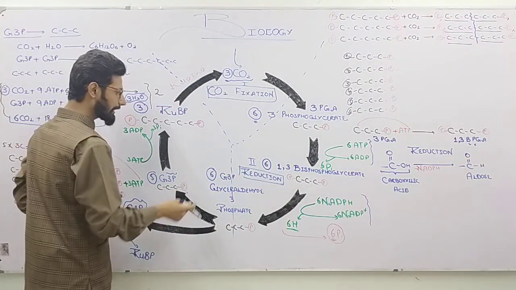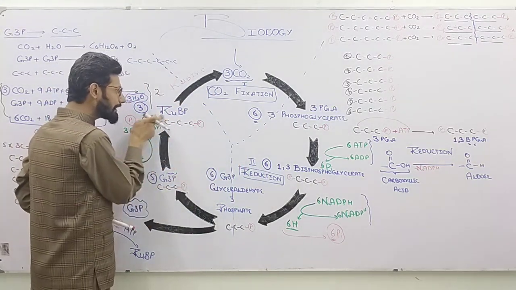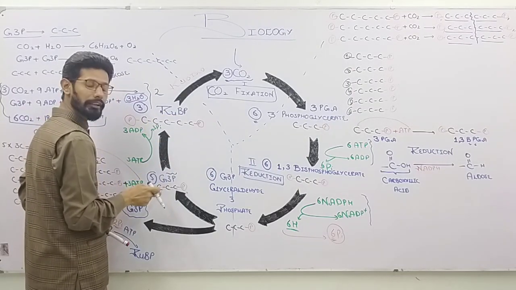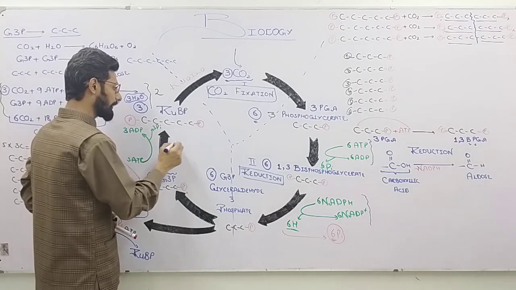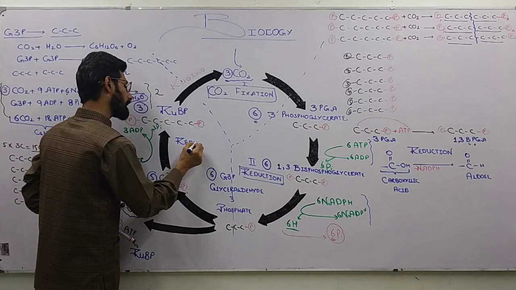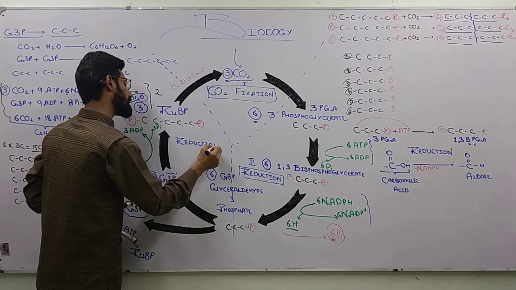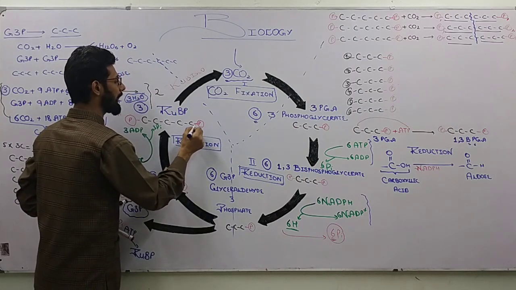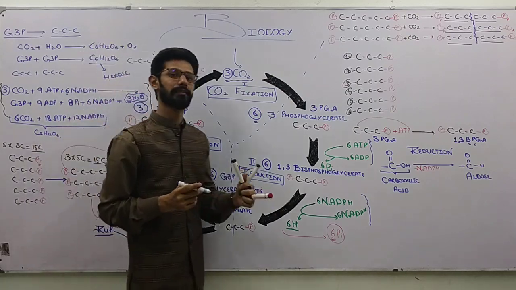The next step is the regeneration of RuBP from 5 molecules of G3P. This step of the cycle is known as the regeneration phase. So this is the third and final step of this cycle.